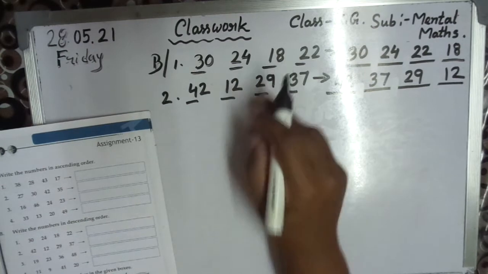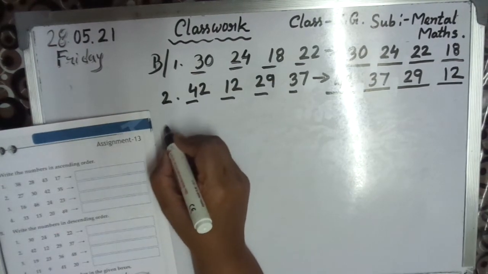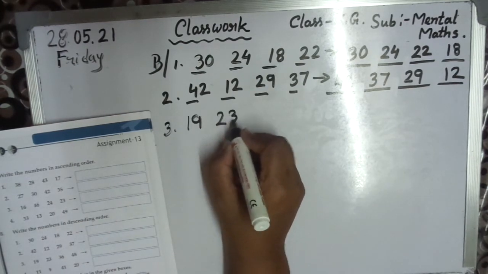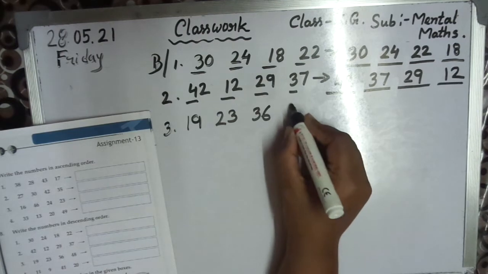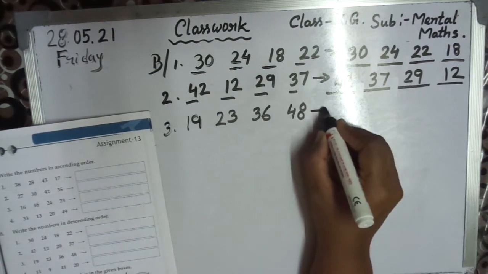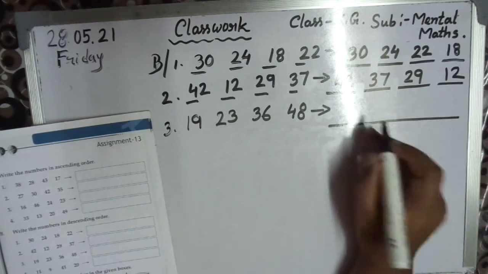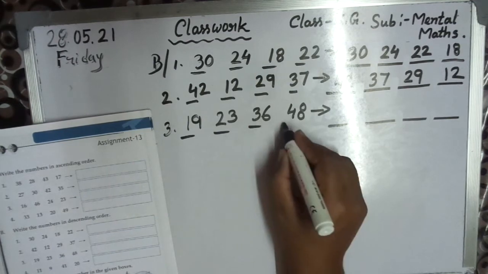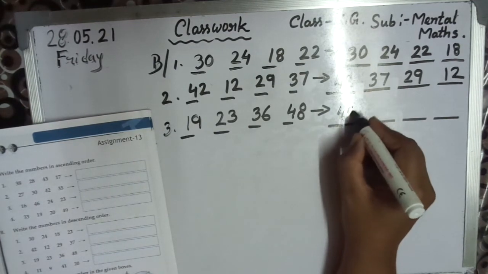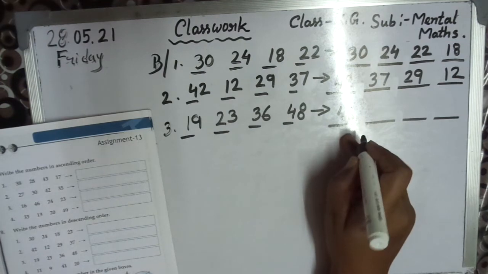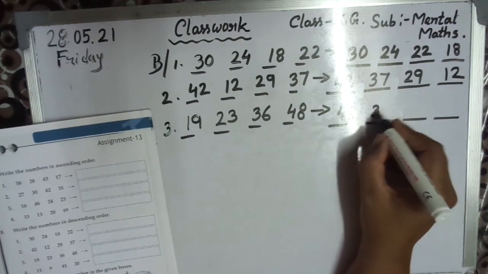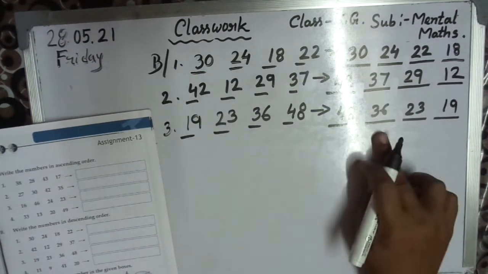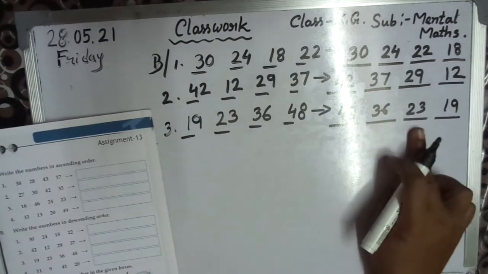Now I tell, okay, 3: 19, 23, 36, 48. First one, you see, big number you find first. Yes, 48 is big number. Write first. 4, 3, 2, 1. So 3, 36, 2, 1. It's very easy. 48, 36, 23, 19.